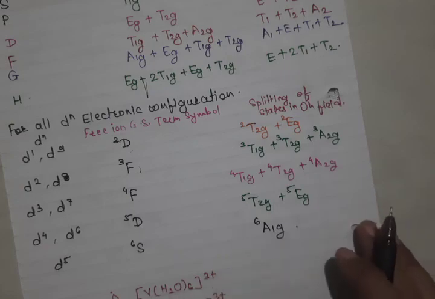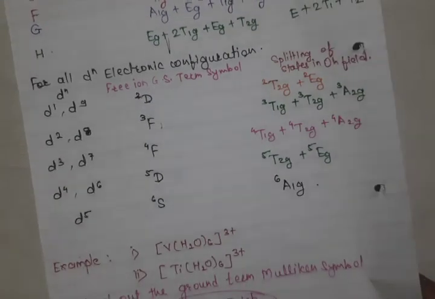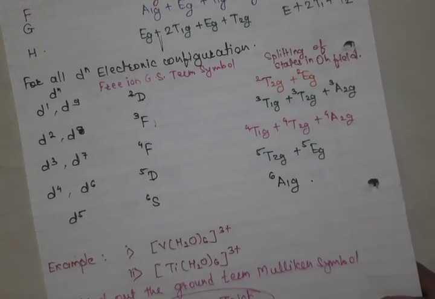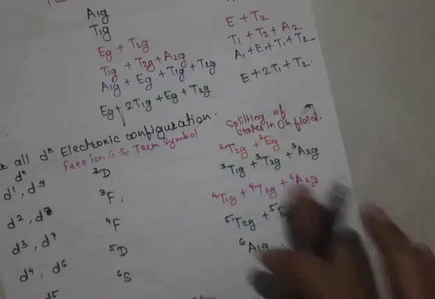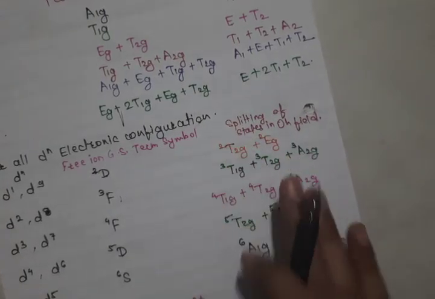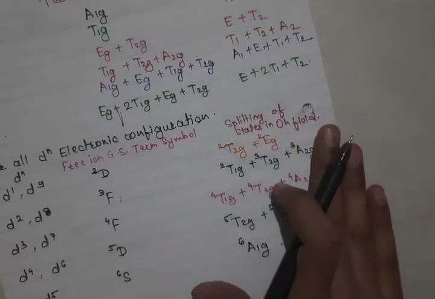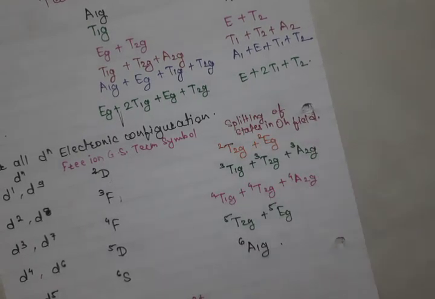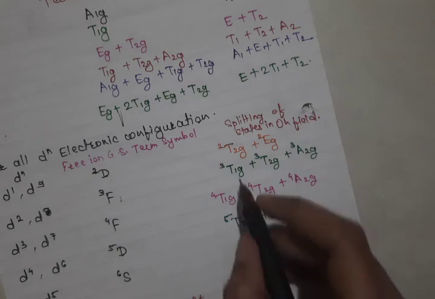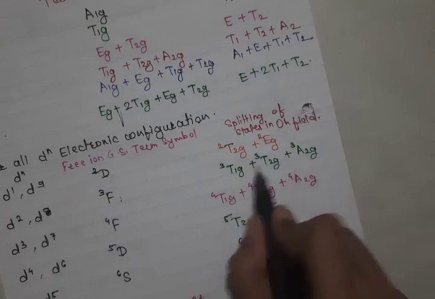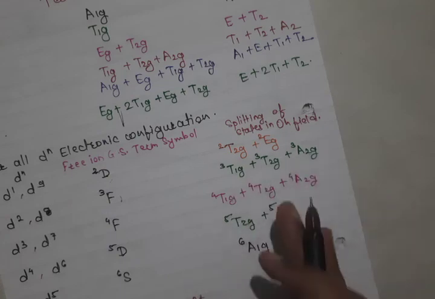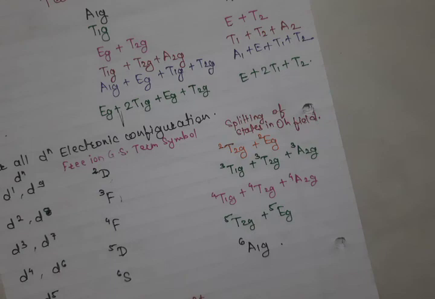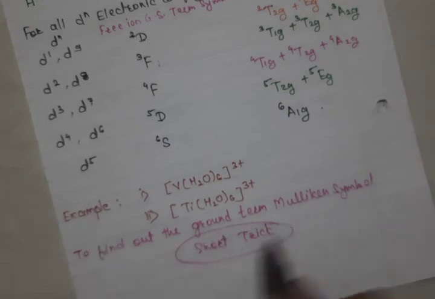Everything will remain the same. Now we'll take one example, and after that I'll tell you how to find out the ground term Mulliken symbols. These are the Mulliken symbols including the ground term and excited states. But sometimes the question can be asked like this: what is the ground term Mulliken symbol for this complex? At that time we get confused about which among these is the ground term symbol. For that purpose, I'll tell you the short trick to find out the ground term Mulliken symbol.